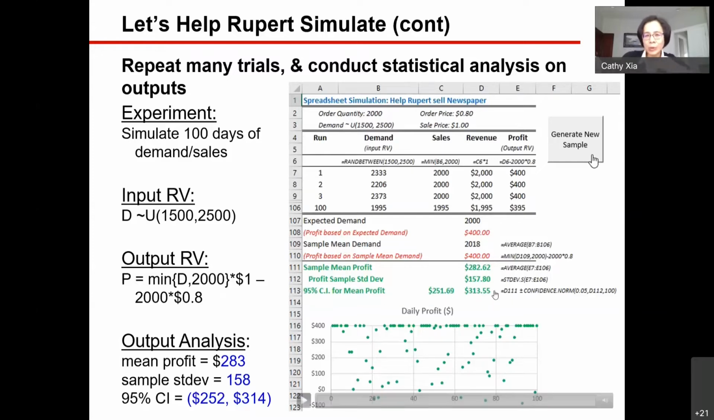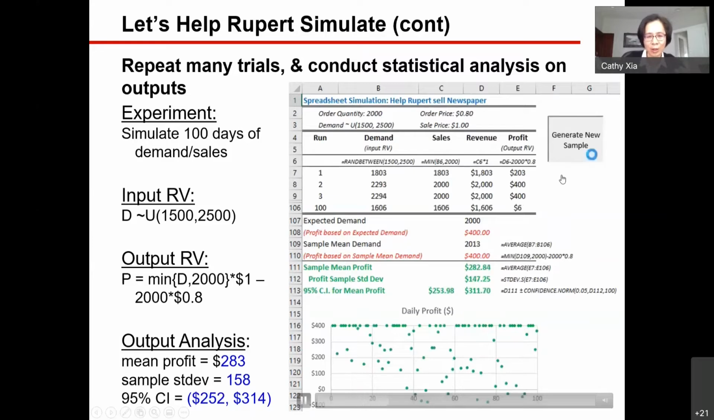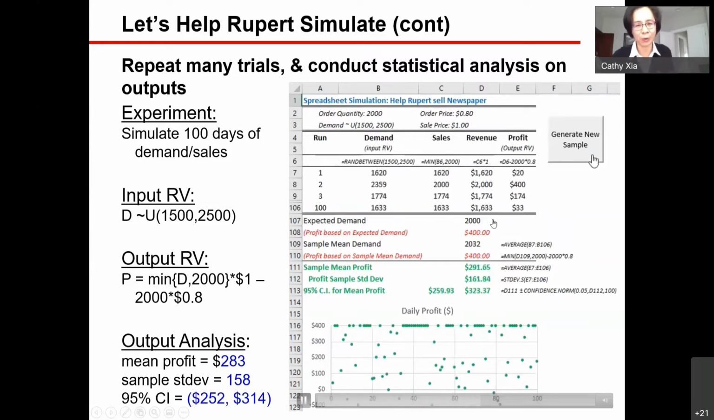So through this quick demo, we can help students really understand that demand is uncertain, and output is also uncertain. The real world is really not a simple function of the expectation. The profit is not simply a linear function of the expected demand. Furthermore, we can help students understand a lot of concepts related to simulation, for example.